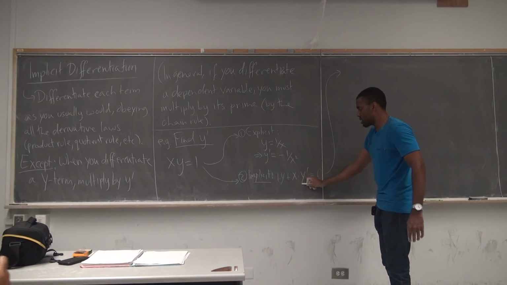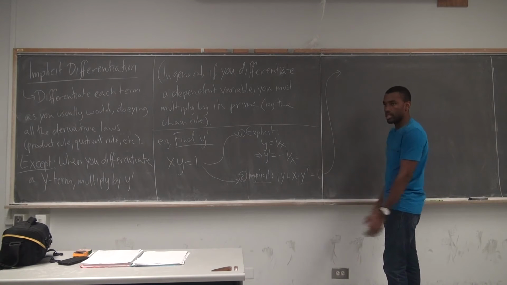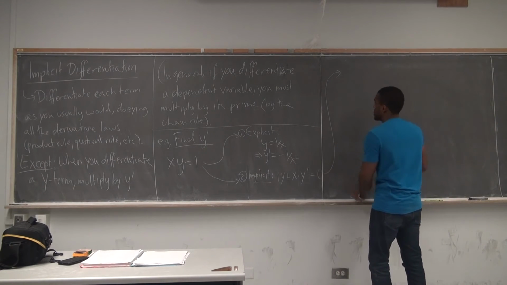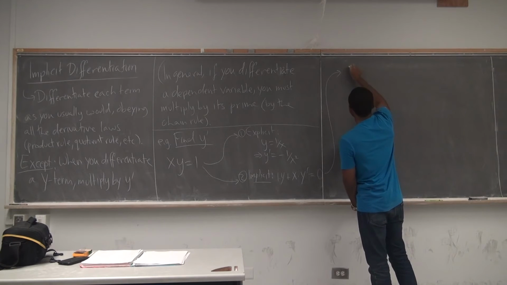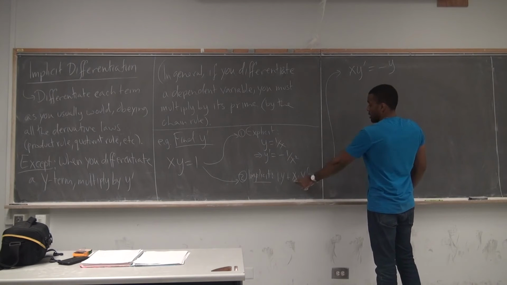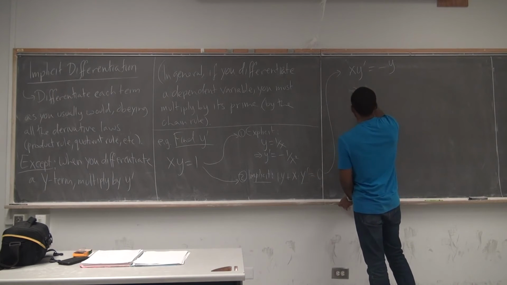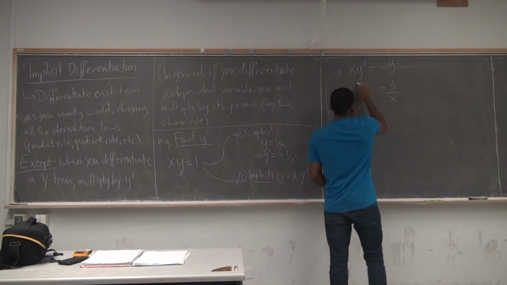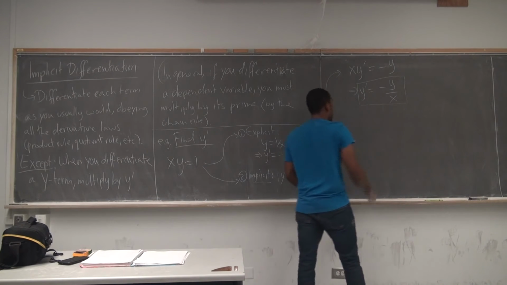Now y prime is just this thing that I want to find, but solving for it is like solving for it in algebra. So this guy I move to the other side. And then I divide by x. And I can think of that as the answer.